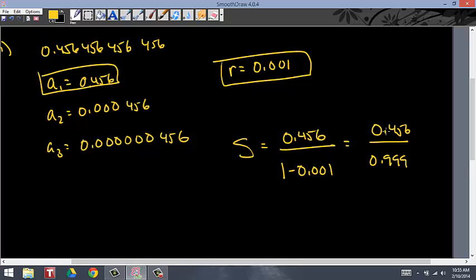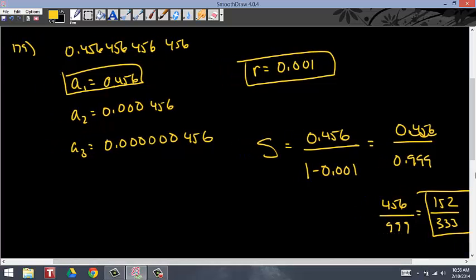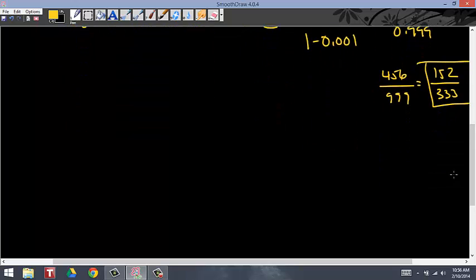So then I'm going to multiply each top and bottom by 1,000. So I should get 456 over 999. I believe they both divide by 3. So what's 456 divided by 3, Chief? 152. Let's see here. Yep, this is it. 152 divided by 333. Very cool. That is how you write an infinitely repeating decimal as a fraction.